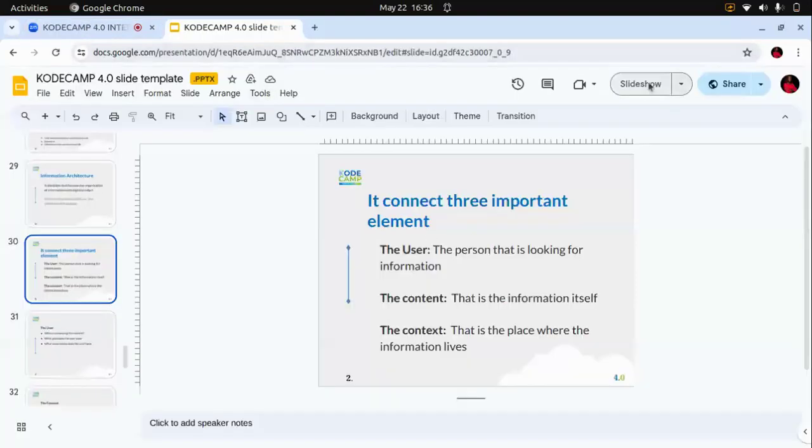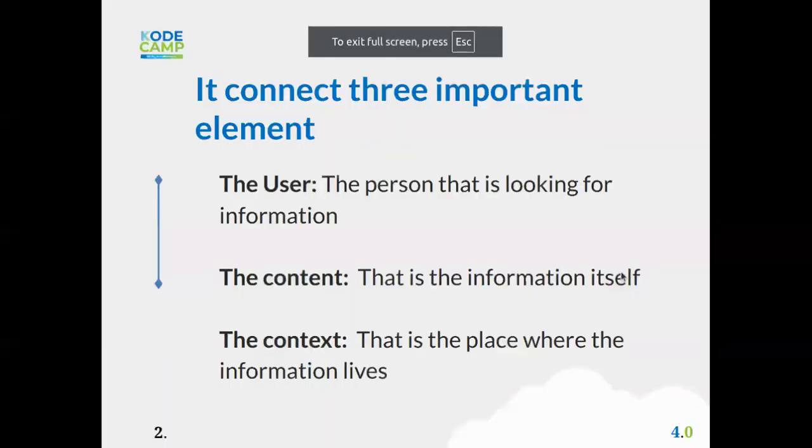Okay, so let's continue. Information architecture connects three important elements, which is the user, the content, and the context. The user, the person that is looking for the information, the content, the information itself, and the context, the place where the user goes to find the information, the place where the information lives. We're going to be explaining that in detail.